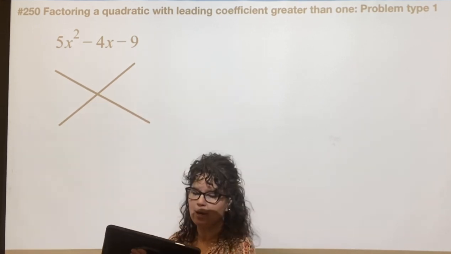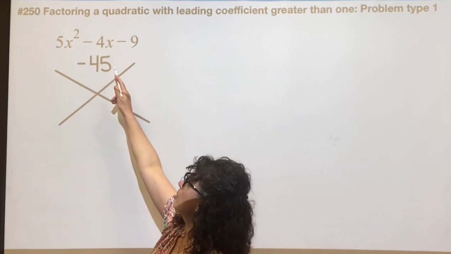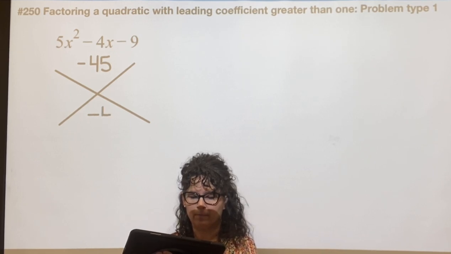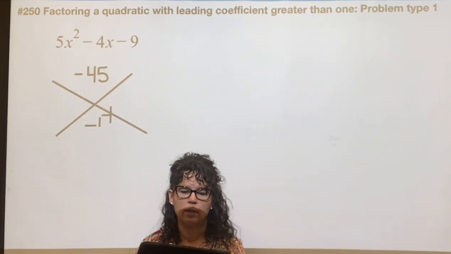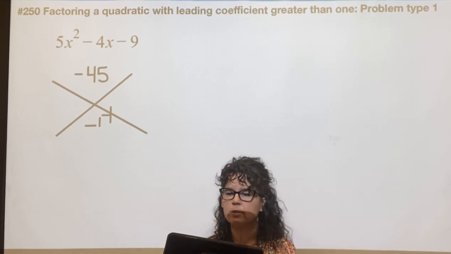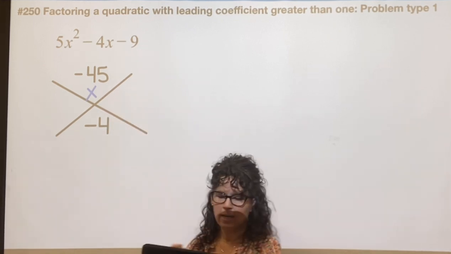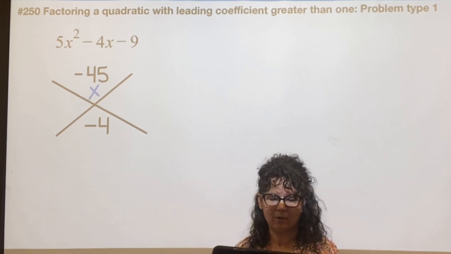So 5 multiplied by negative 9 is negative 45. We're going to take the number in the middle, negative 4, and we're going to bring that down. Keep in mind that our goal is to think of two numbers that when you multiply them together, you get negative 45. And when you add them together, you get negative 4.